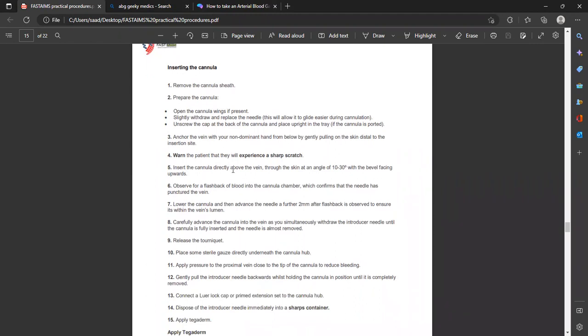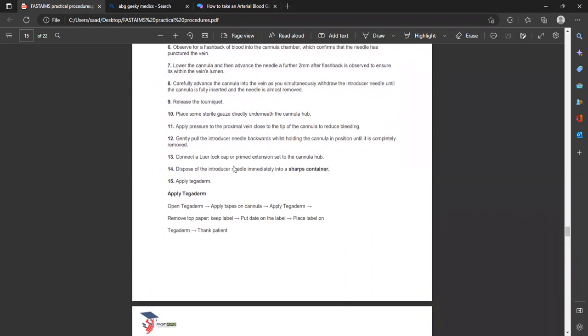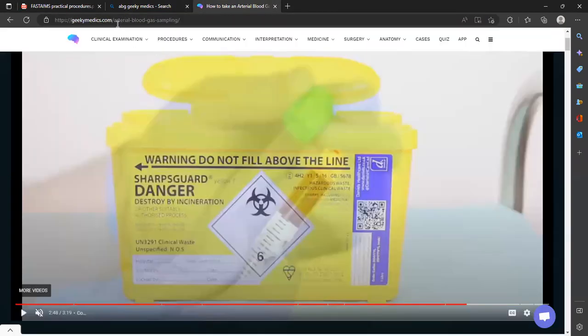And then, before passing the needle, warn the patient a sharp scratch is coming, and quickly pass the needle, and you are done with cannulation. Now apply Tegaderm. How does Tegaderm look?